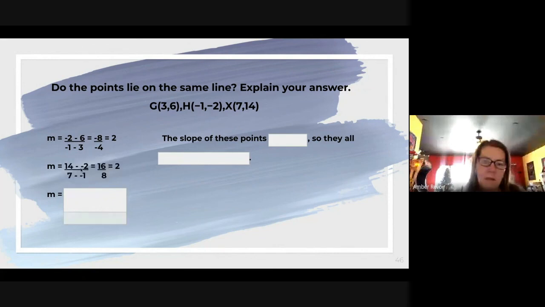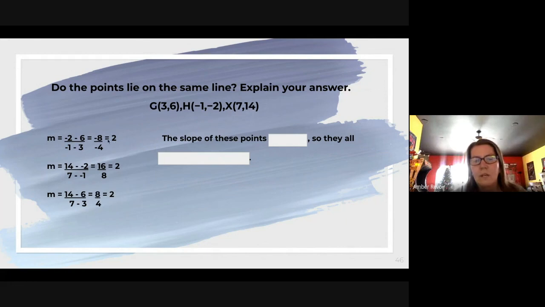Then we can take our point X and our point H and subtract those 2, and we get 16 over 8, which reduces down to 2. And then we can take our point X and our point G, I think, yes, and subtract our y's here, 14 minus 6, over 7 minus 3, and we get 8 over 4, which reduces down to 2.